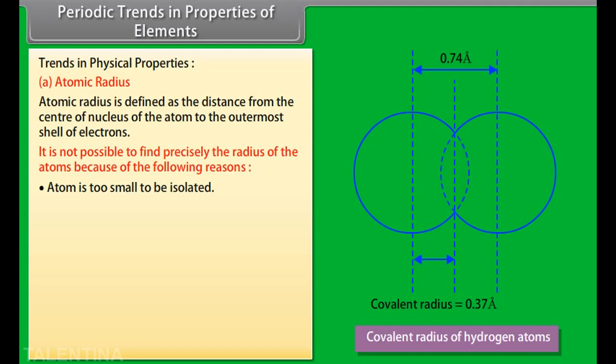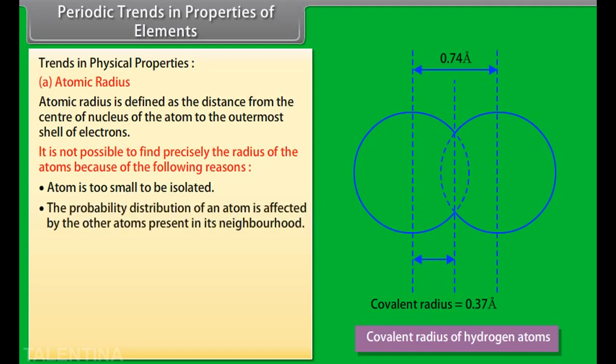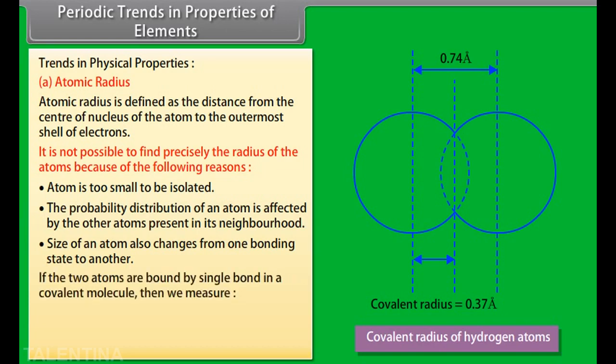Atom is too small to be isolated. The probability distribution of an atom is affected by the other atoms present in its neighborhood. Size of an atom also changes from one bonding state to another. If the two atoms are bound by a single bond in a covalent molecule, then we measure the covalent radius.